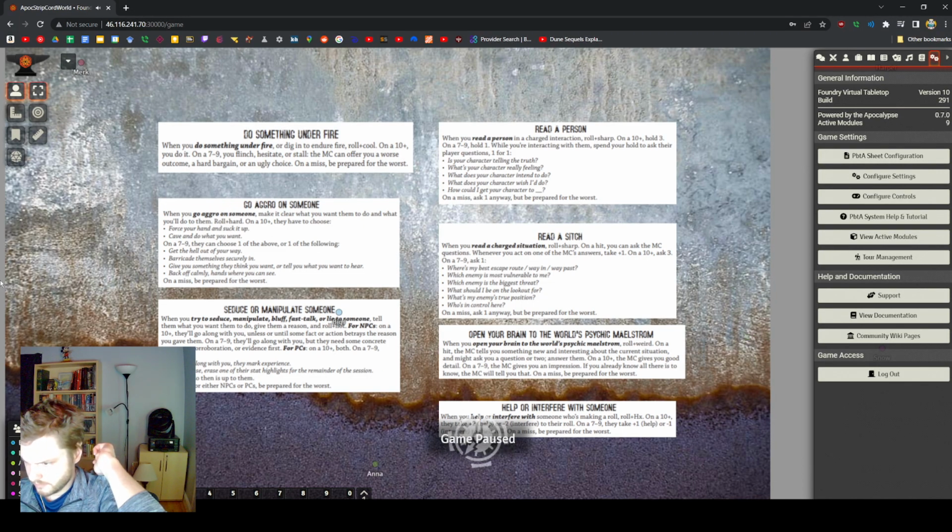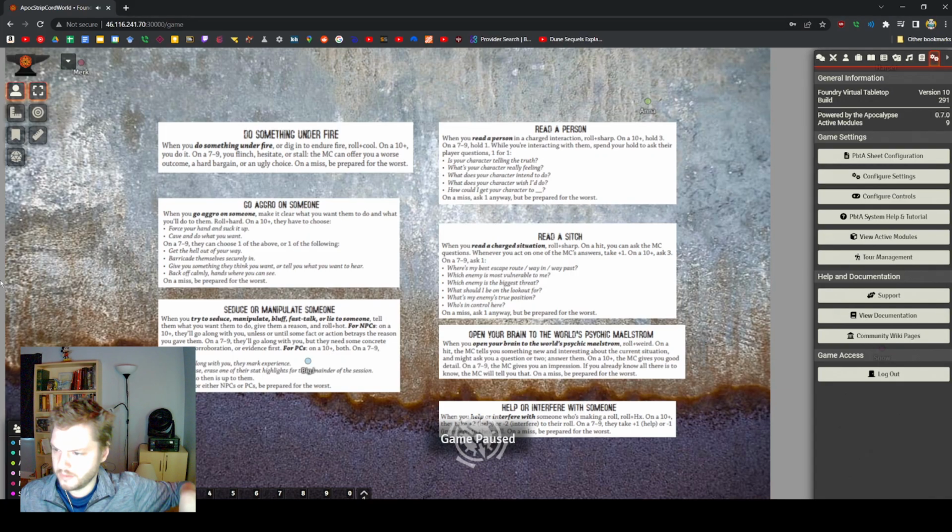And then for PCs, if they go along with you, they mark experience, or if they refuse, erase one of their stat highlights for the remainder of the session. So basically, this is described as the carrot or the stick. When you try and convince one of your fellow PCs to do something for you, you either get some extra experience, or you're going to get less experience. And then what they do is up to them.